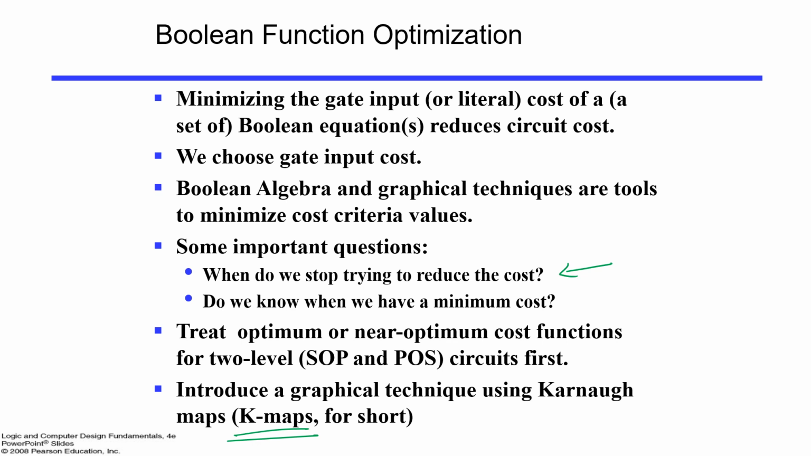Let me summarize it again. What we have done today: we talked about minterm and maxterm. We talked about sum of products, product of sums, canonical form of sum of minterms, and canonical form of product of maxterms. Then we talked about how to find the cost of the circuit in terms of literals, gate inputs, and gate inputs with NOTs. And then we did a few exercises to optimize the circuit. In the next lecture, we'll talk about K-maps.